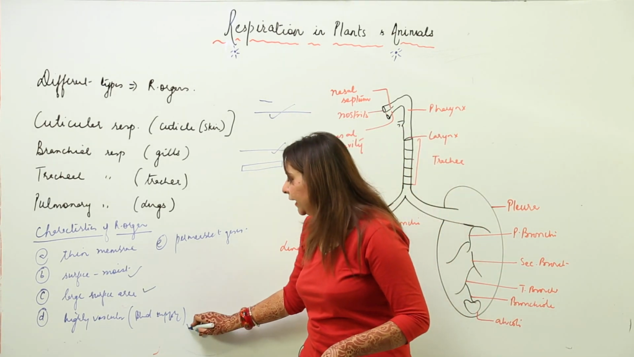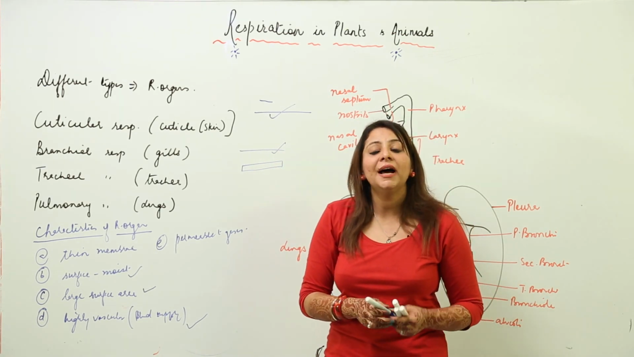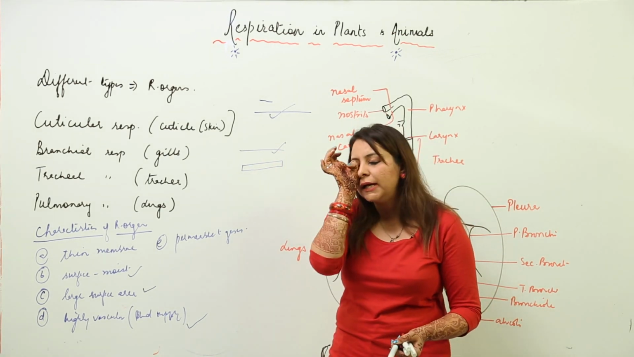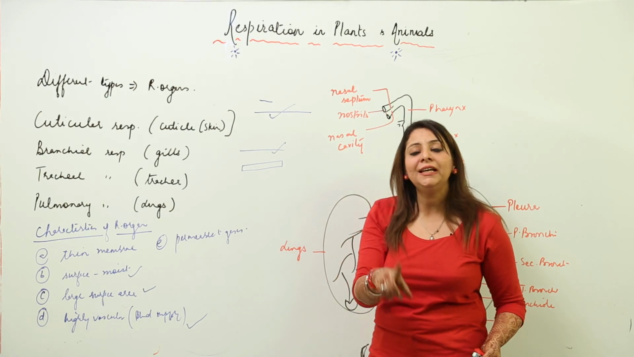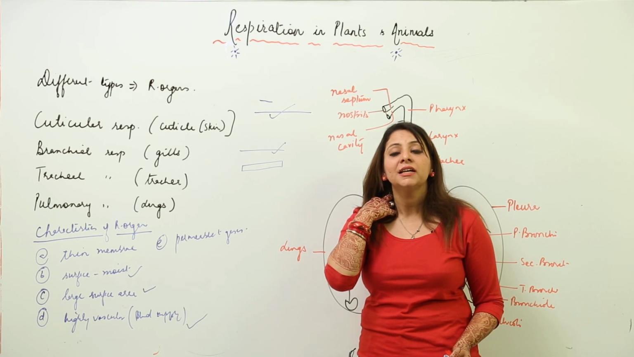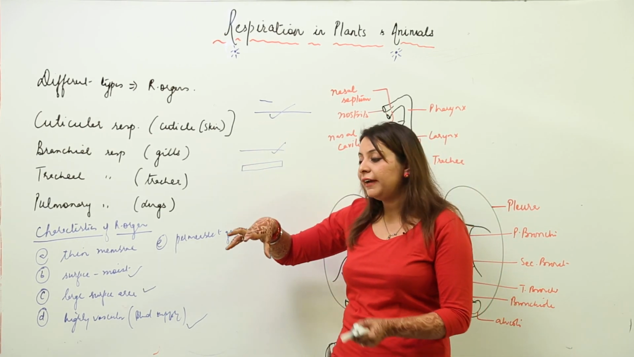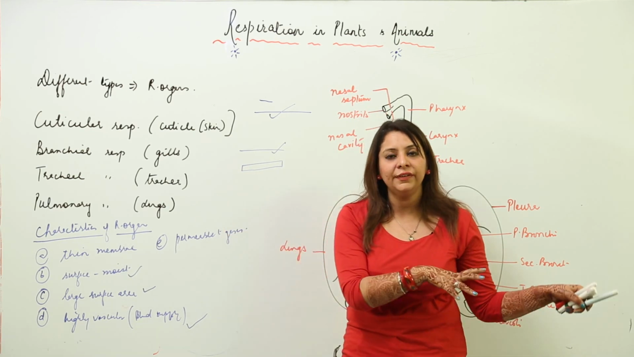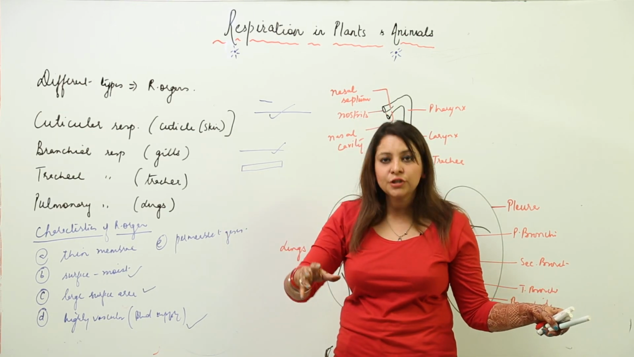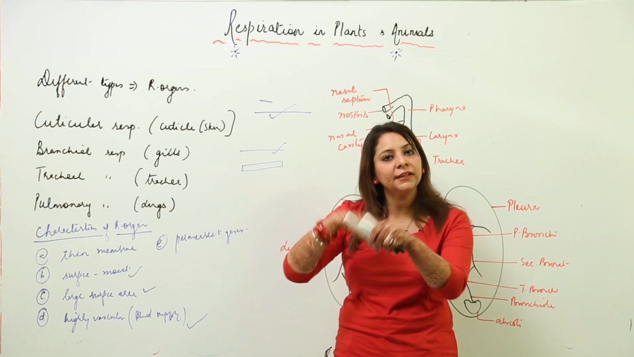And next, it should be highly vascular. There should be a large blood supply, because we know that diffusion is the movement of anything from higher concentration to lower concentration. So we need something inside the surface which can readily take up the gas and move away, creating a lower concentration, so that more and more gas can come into it, and likewise more and more gas can go out of it.